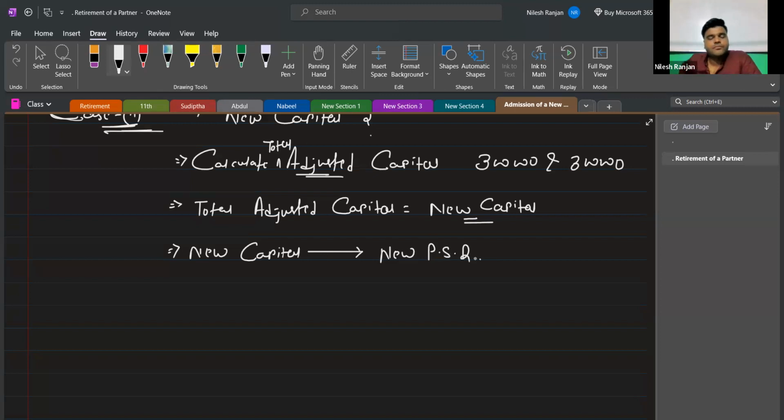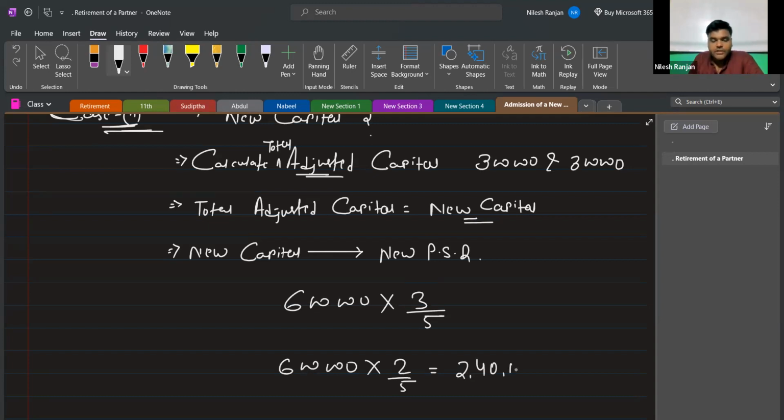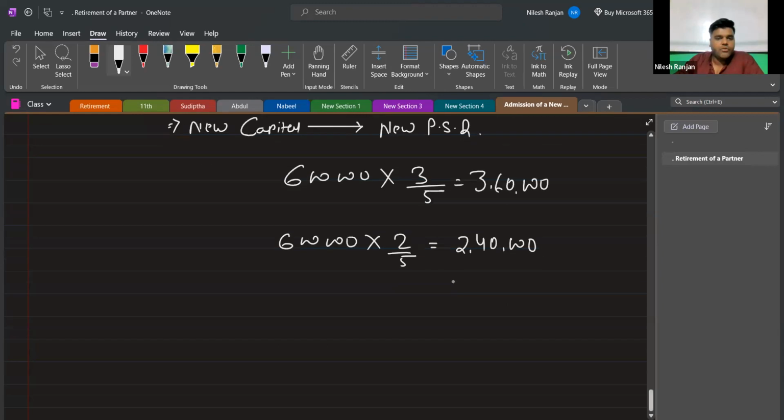in the new profit sharing ratio. So this 6 lakh into 3 by 5 and 6 lakh into 2 by 5. So it will be 3,60,000 and 2,40,000. So this is your case 2. Now case 3.